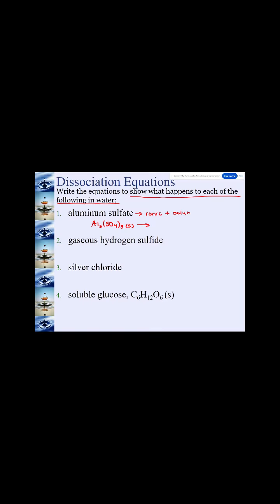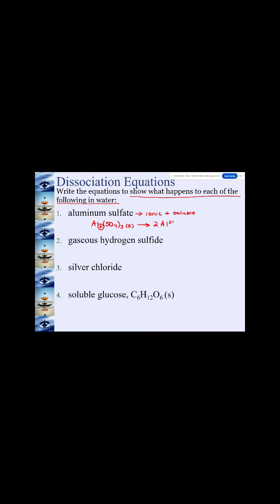When I check my solubility chart, aluminum sulfate is soluble, so it's going to dissociate, split apart into the two ions that make up the compound, aluminum ions and sulfate ions, okay? The number of ions is based on the subscript there. I have two aluminum ions.